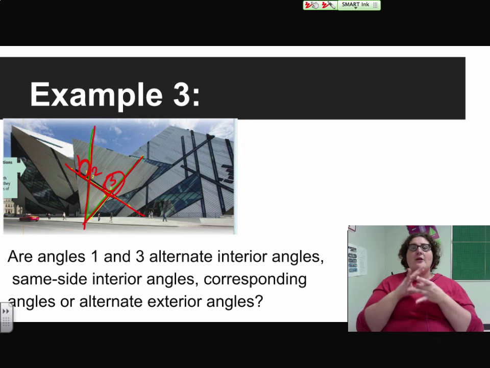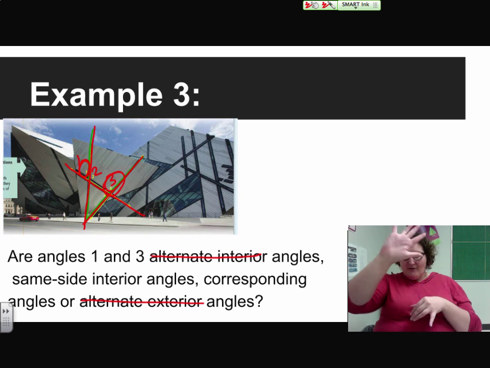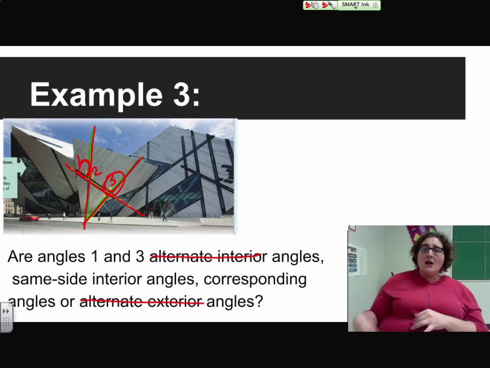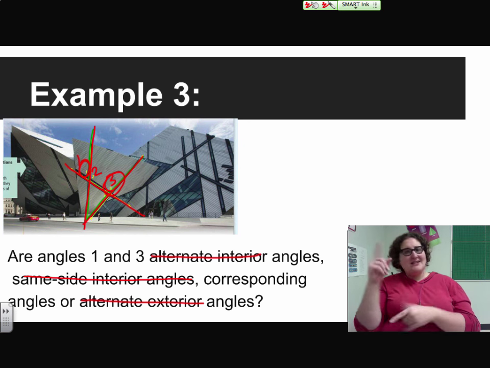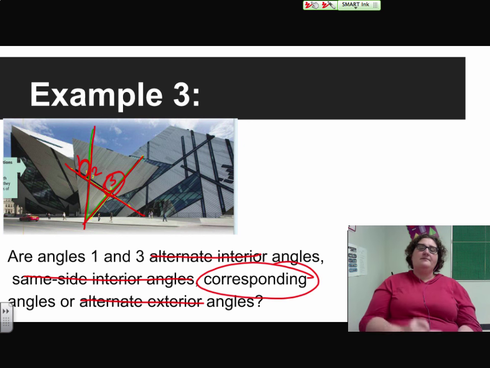They're corresponding, because obviously they're both on the same side of the transversal, so we could get rid of all of our alternate interior and alternate exterior because they're both on the same side. And then when we're looking at same side interior angles, well, one's on the inside and one's on the outside, so that gets the same side interior angles out, leaving us with just corresponding.